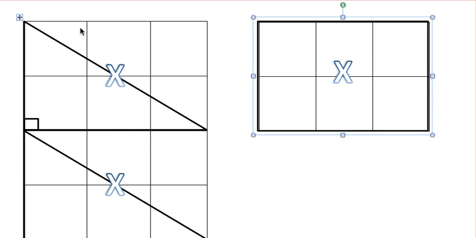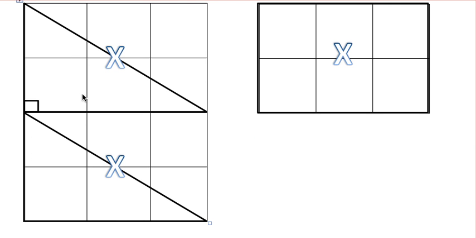As an illustration of what would happen if you have the physical materials, there are two shapes here with an X, and then each group will need to cut these apart and then fit them together to prove that this right triangle and this right triangle added together make this rectangle.